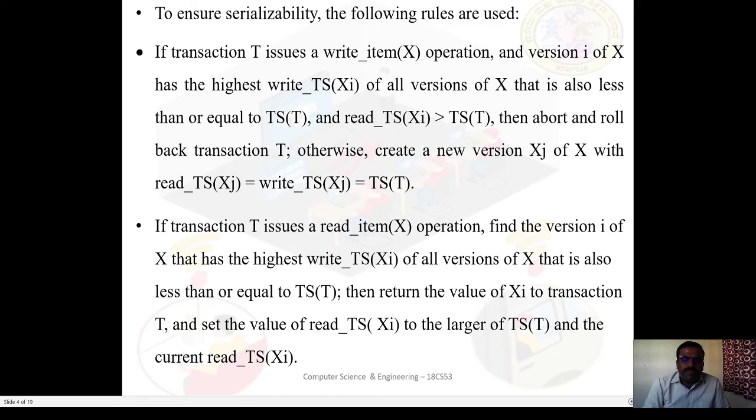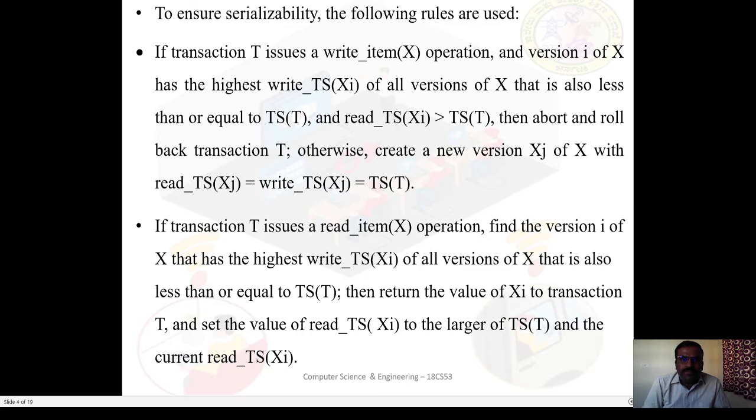And the next rule is, if transaction T uses a read_item(x) operation, find the version i of x that has the highest write_TS of xi of all versions of x that is also less than or equal to TS(T). Then return the value of xi to transaction T and set the value of read_TS of xi to the larger of TS(T) and the current read_TS of xi.